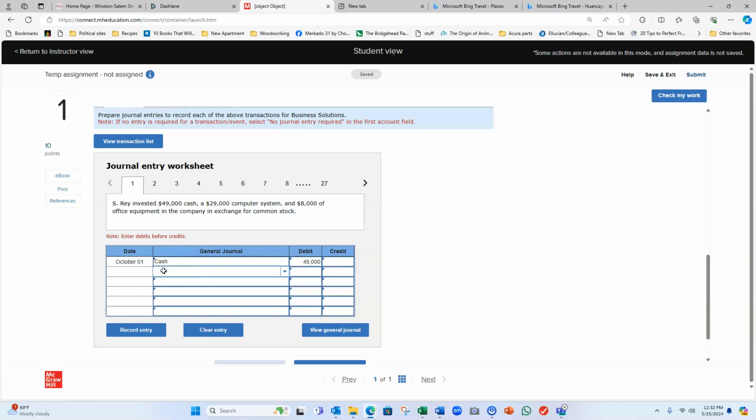Computer systems also an asset. We're going to increase that. We're getting computer equipment. We're adding to it. And then we have office equipment. Also an asset. So we're going to debit that. In exchange for common stock.